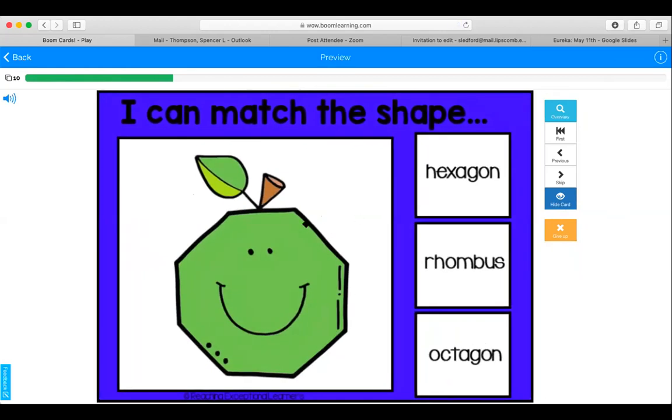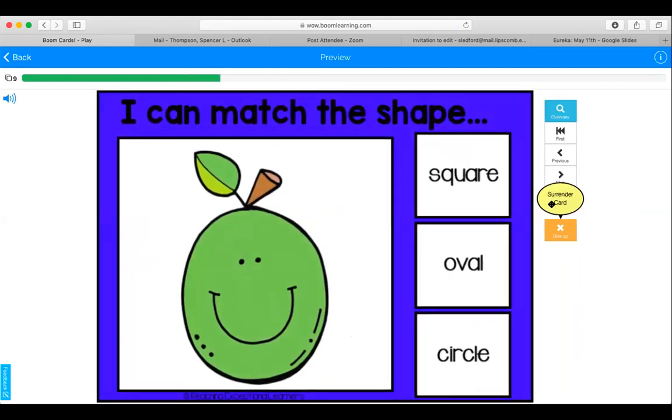Ooh, let's look at this one. 1, 2, 3, 4, 5, 6, 7, 8. 8 sides. A hexagon, a rhombus, or an octagon? I'm thinking it's an octagon. Let's check.